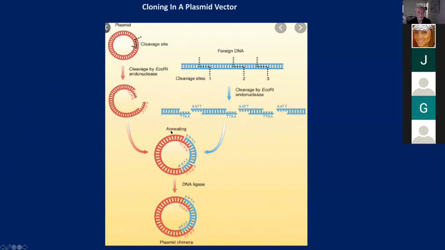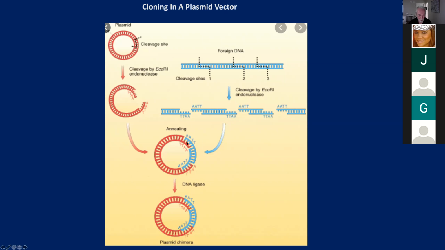So how do you actually clone? Well, you start with a plasmid, and you cut it with a restriction endonuclease, in this case, EcoRI. Then you have foreign DNA. This could be from your favorite organism. You isolate total DNA, and you digest it with EcoRI. So now you have EcoRI sites in your target DNA and also in the cloning vector. You mix them together, and the sticky ends find each other and anneal.